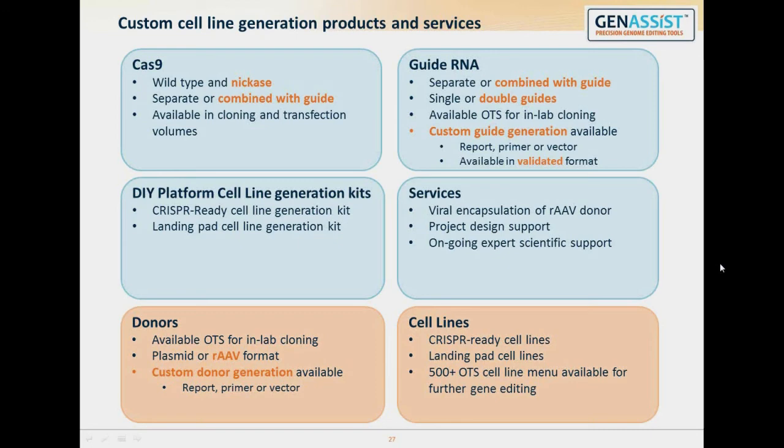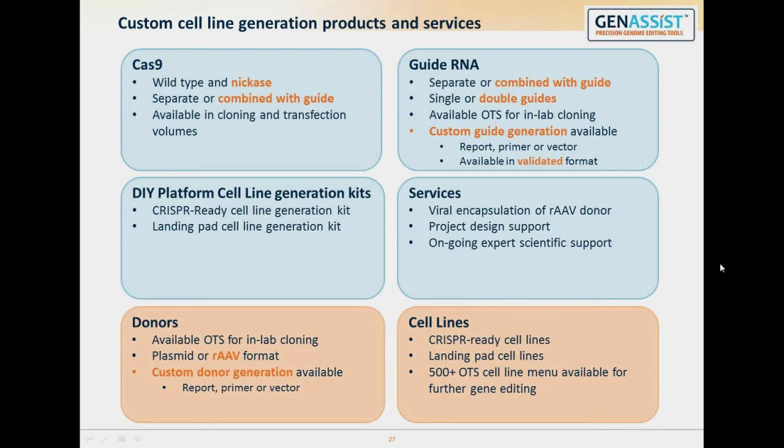So the ones that are in blue are the ones that are currently available and on the market right now. The ones that are in red at the bottom are ones that are coming soon. So I'll just take a moment to speak about each of these. First off, Cas9. As Eric has mentioned, there are 2 different varieties of that, the wild type and the nickase, and we have both of those available right now.